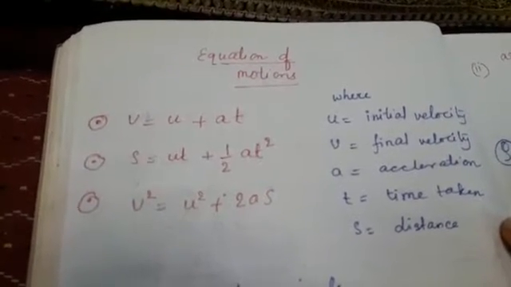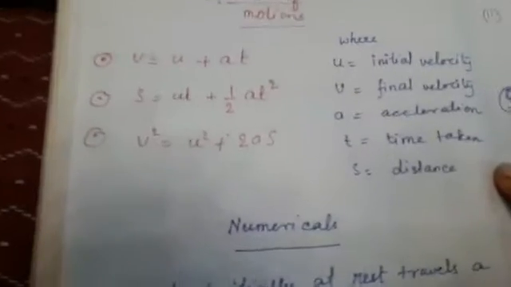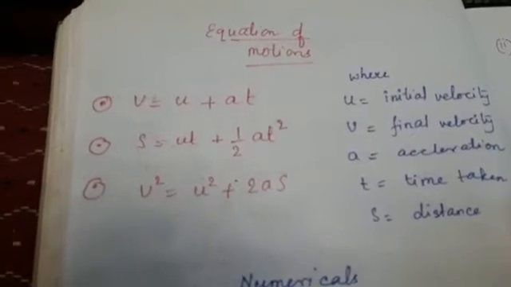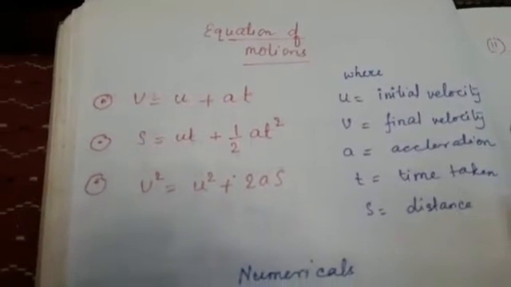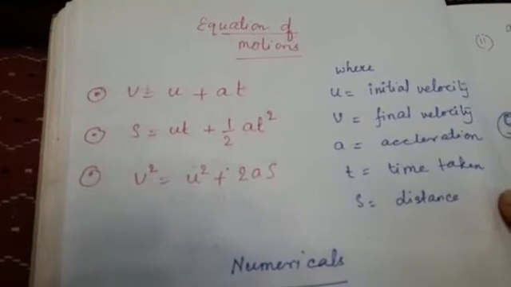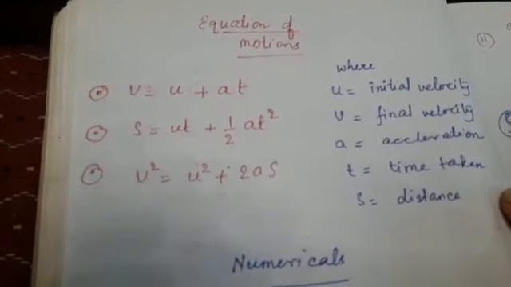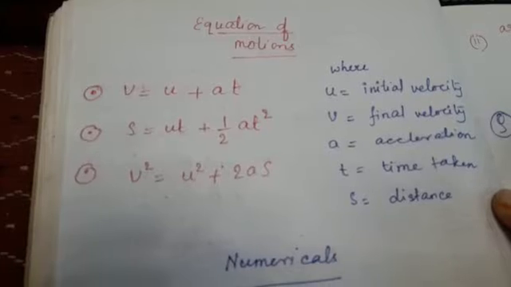Now next one, s = ut + (1/2)at². This is the second equation of motion. And next is v² = u² + 2as. This is the third equation of motion.